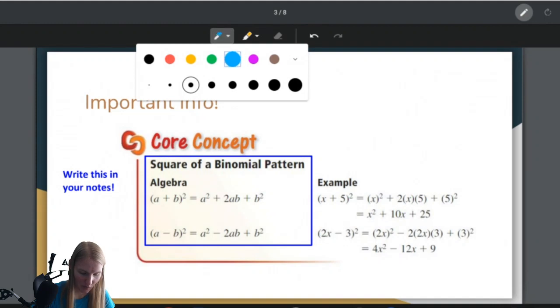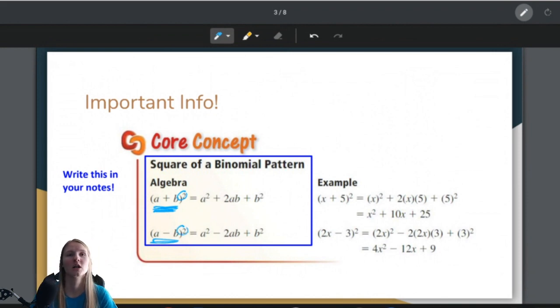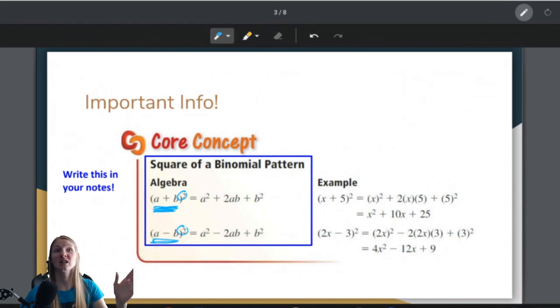Square of a binomial pattern. When it says square of a binomial, it means that we have a binomial here because we have two terms. A is a term and B is a term. So this is a binomial and we're squaring it. Same thing here. The blue box is a very generic way of putting it. A and B can be anything, and this covers all the cases because we have A and B both positive, and we have A minus B.